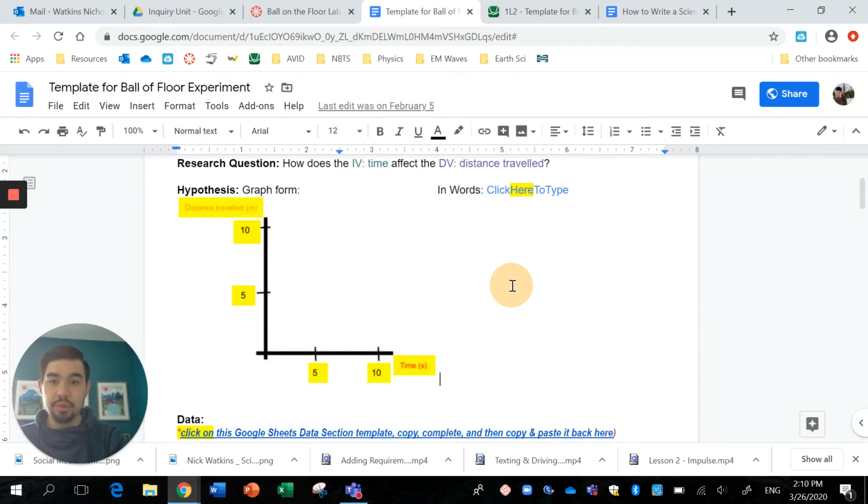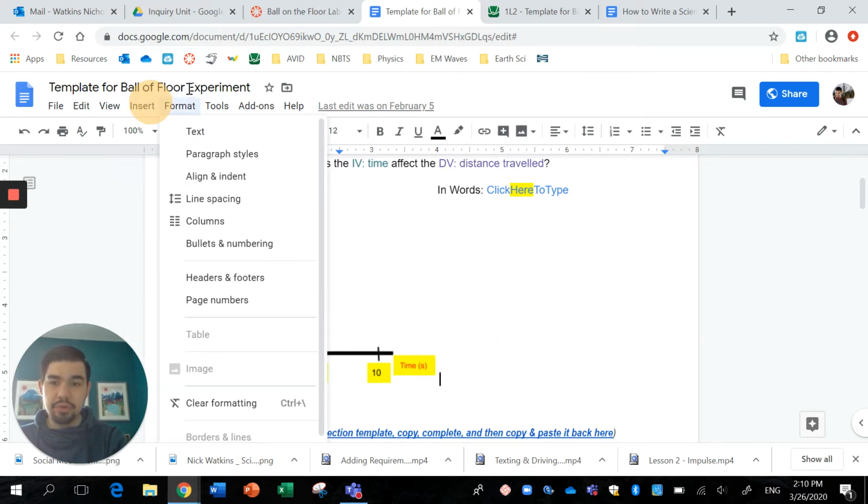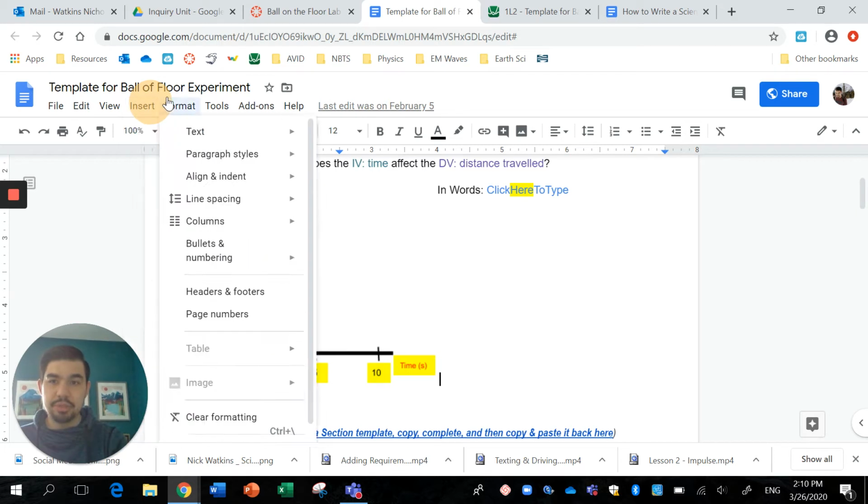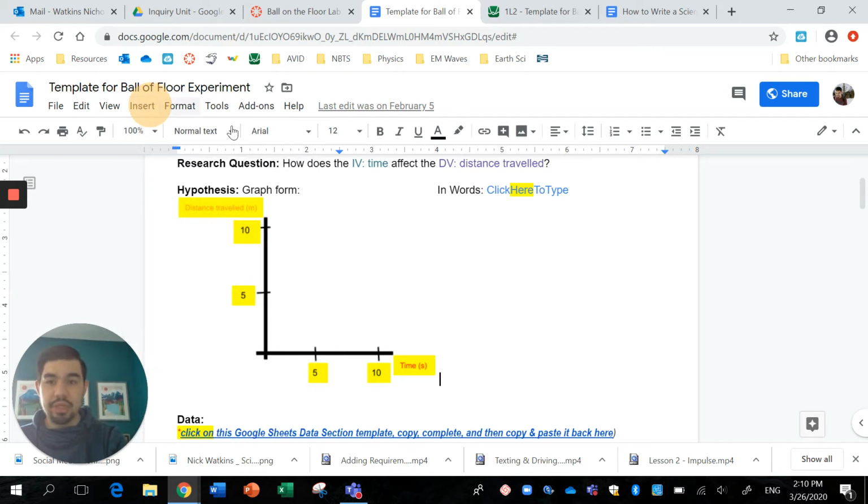If you're in Microsoft Word, what you would do instead is go to Insert. In here, there would be an option for shapes. When you click on that, there will be an option to click on a line, and then you can just draw the line directly on the page.